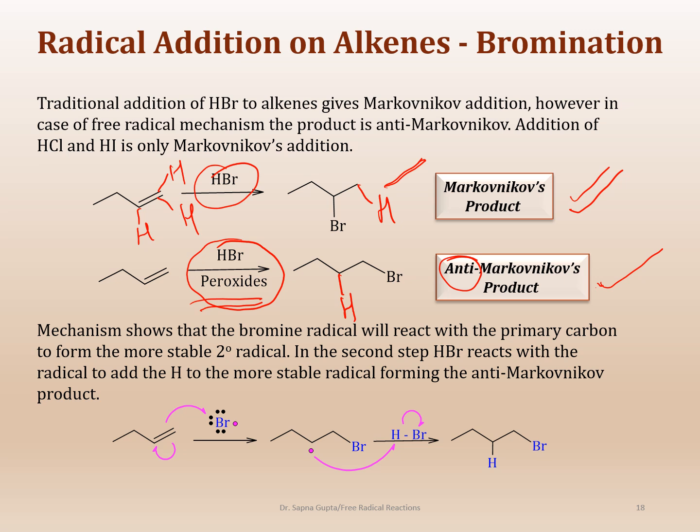For that, you have to see the mechanism. Once you add a bromine radical, the radical is going to form on the secondary carbon, not on the primary. So the first carbon is the one that's going to add the bromine in order to get a more stable radical. Then when the H comes in, it's going to add onto the more stable radical.